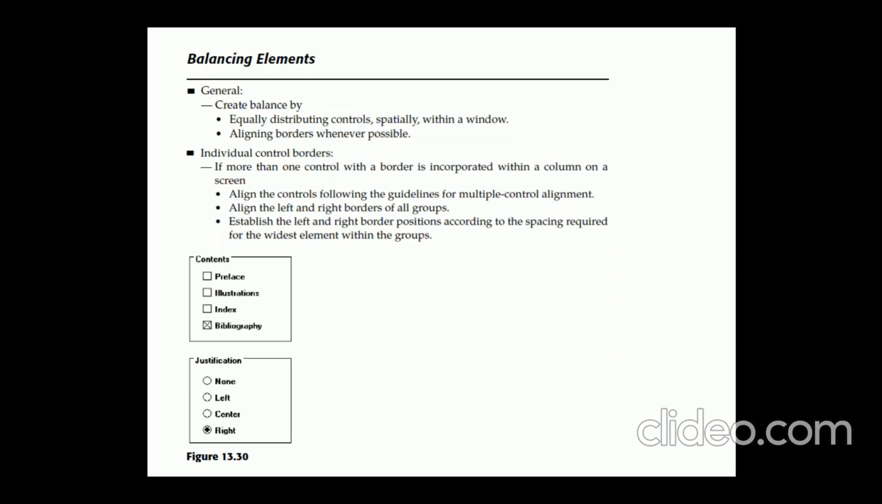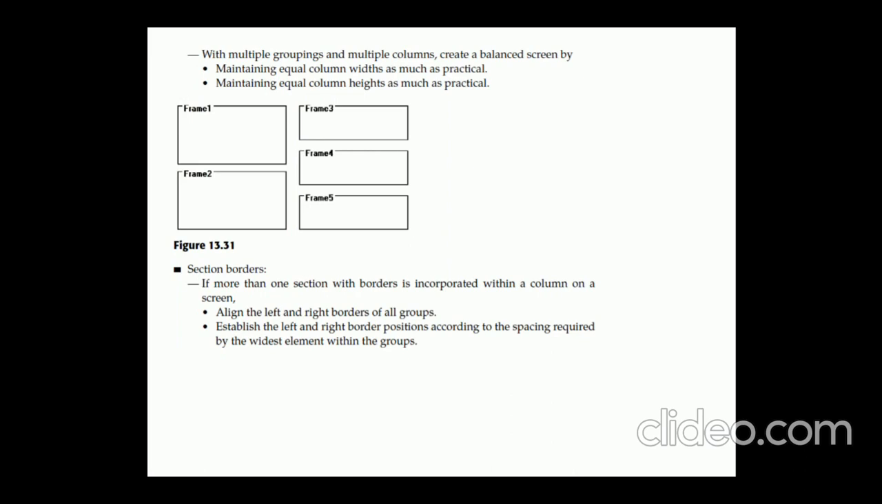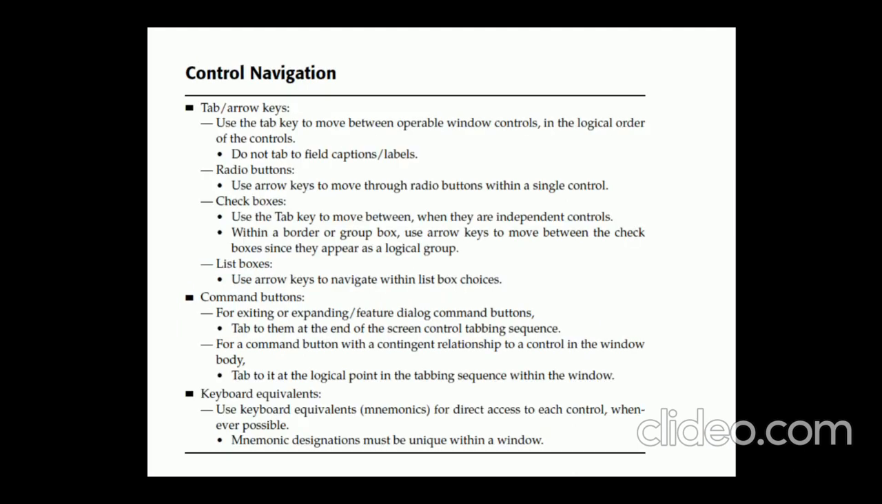If more than one section with borders is incorporated within a column on a screen, then try to align the left and right borders of all the groups and establish the left and right border positions according to the spacing required by the widest element present in the group. With multiple groupings and multiple columns, we always try to create a balance by maintaining equal column heights and width as much as needed.